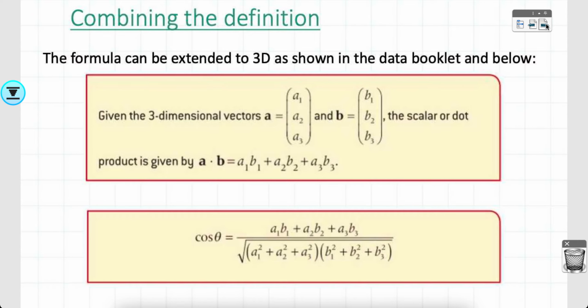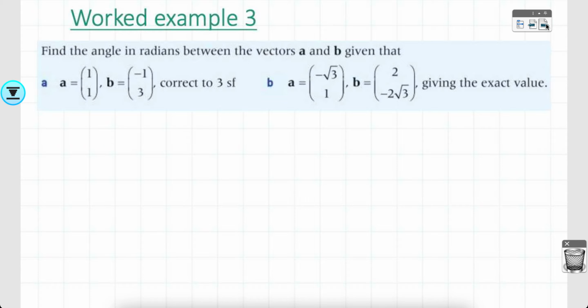Obviously, all of this can be extended to 3D, which is what is written in the data booklet. So let's try it with some examples. The first one expects you to use a calculator. Second one is without a calculator. Notice how it says exact value. So let's start with the first one.